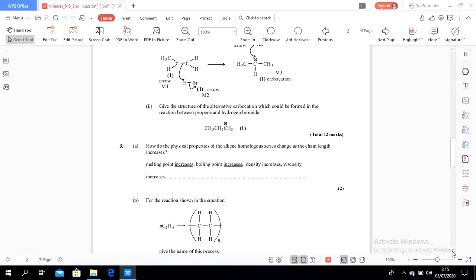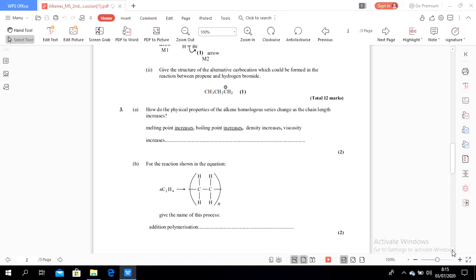Now number B, 3B. For the reaction shown in the equation, name the process. The process for this one, nC2H4 becomes the polymer. This is called addition polymerization because it contains a double bond. If we draw the structure C2H4, there is a CC double bond. It makes the CC double bond break into a CC single bond and then form addition polymerization.